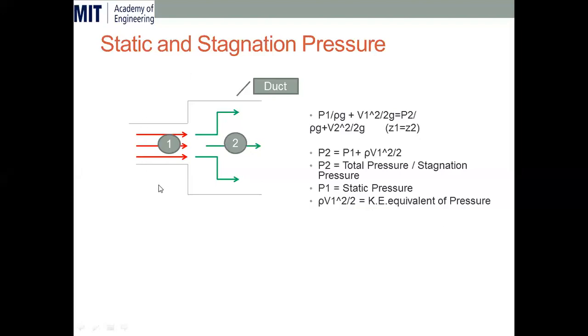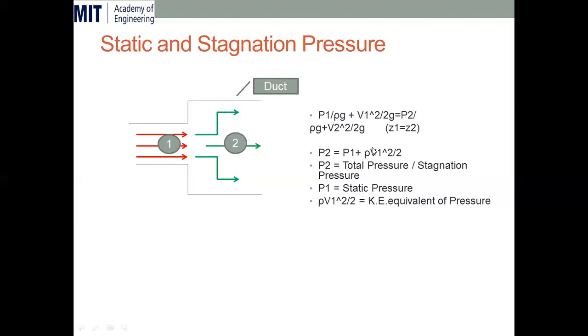Okay. So we apply the Bernoulli equation at section 1 and section 2. We get P1 by rho g plus V1 square by 2g is equal to P2 by rho g plus V2 square by 2g. Considering the datum, Z1 is equal to Z2, so it gets cancelled automatically. Now we are interested in calculating the pressure at point 2. So by rearranging the equation, we get P2 is equal to P1 plus rho V1 square divided by 2. Okay. So how do we get this?